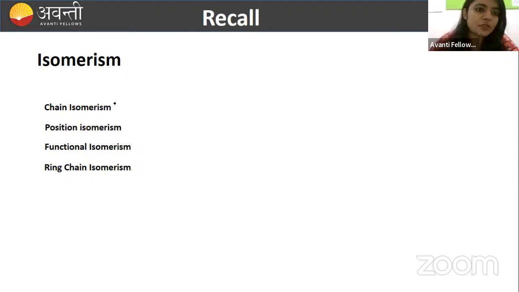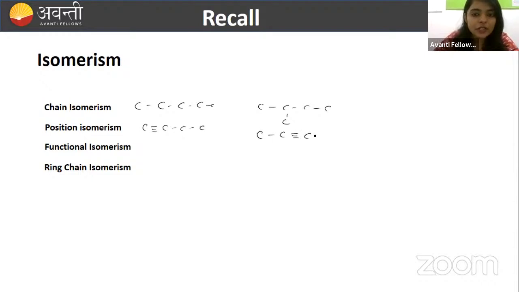Hello students. Yesterday we discussed the introduction and isomerism and method of preparation of alkynes. Now it's time to recall the concept. We have studied that alkynes can show four types of isomerism. First is chain isomerism, in which a 5 carbon chain can be converted into a four principal carbon chain. Then position isomerism, in which we can change the position of the triple bond, like here this is 1-butyne and here this is 2-butyne.